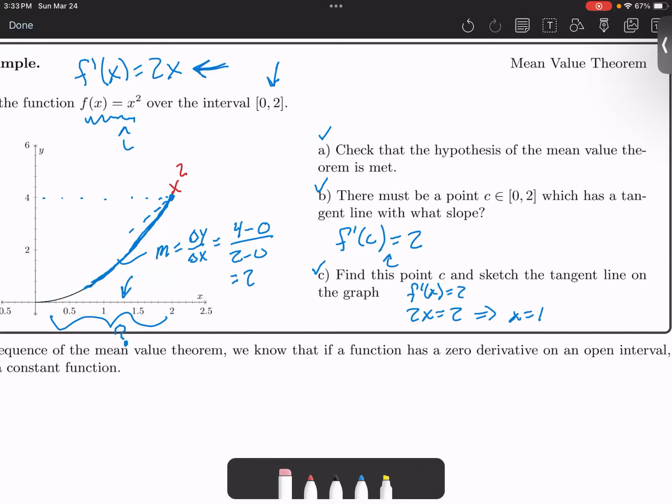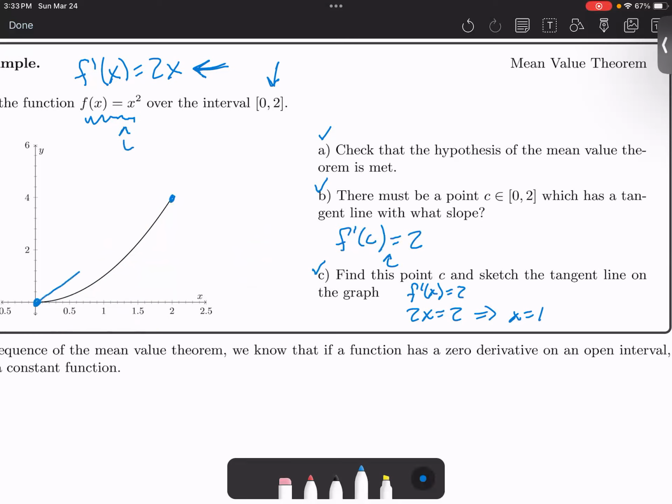So let's clear up this graph here and tell ourselves what just happened. The average rate of change over this interval of this function is equal to 2. The mean value theorem, because we can apply it, right? The mean value theorem's hypothesis is met. It's a continuous function and it's differentiable. Therefore, there has to be a point somewhere between 0 and 2.